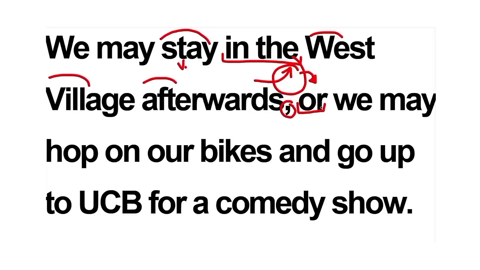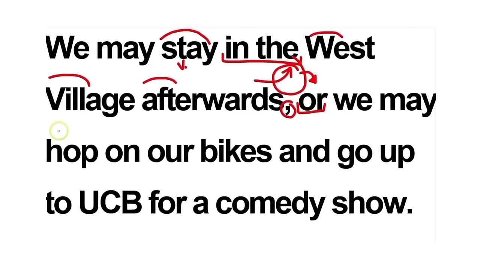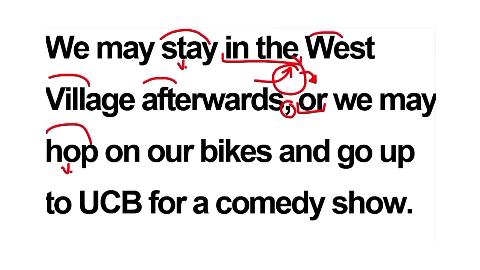What do you think is the loudest, most stressed word in that sentence fragment? We may hop on our bikes. I hear hop. Again, the verb. We may hop on our bikes and go up to UCB. I definitely reduced the word and here by dropping the D.